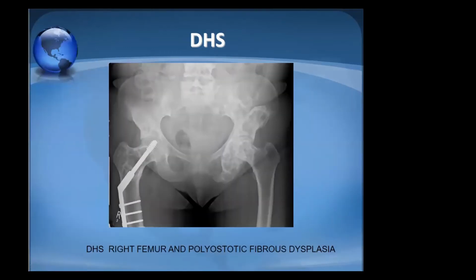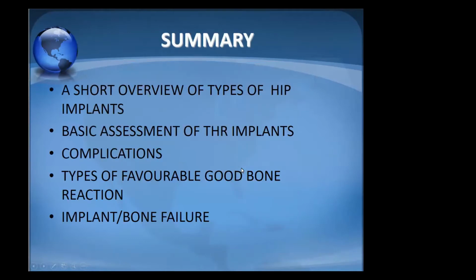And this will be the last slide. I think I overran a little bit, where you can see a normal DHS, but you can see fibrous dysplasia. So it's courtesy of one of my colleagues in Dartford. So a DHS in normal position, but with polyostotic fibrous dysplasia for you, for the radiologists in the audience.